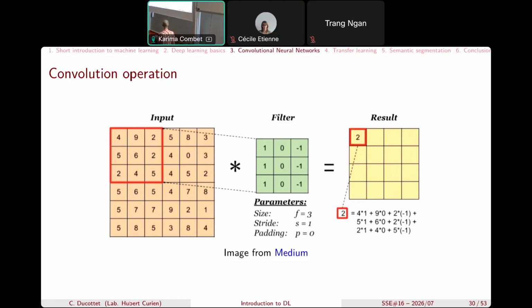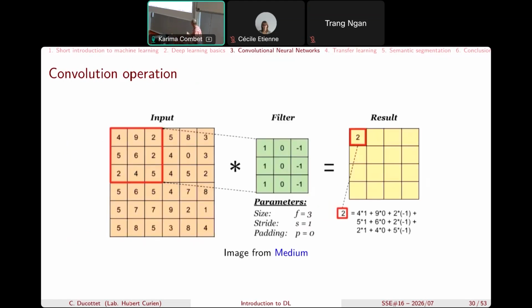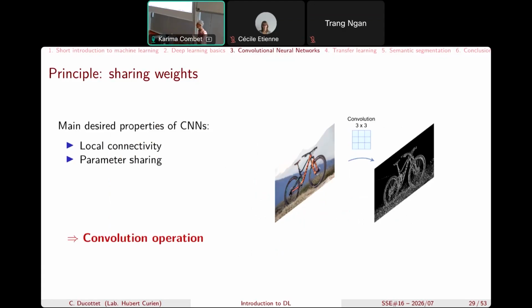And the size of the filter, which is 3. Okay, so if I come back to my image here, when I apply a convolution filter, I obtain another image. Here, if it is like a gradient, like this filter is like a vertical gradient, I have something like that where I could see the edges of my image.